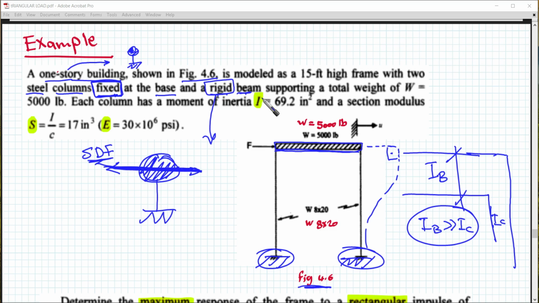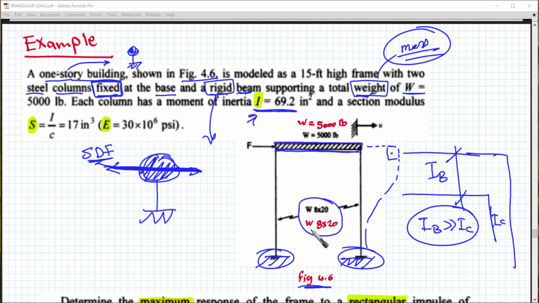Take care of this. Rigid beam supporting a total weight of means that we're talking about the mass. If we know the gravitational acceleration, then we can obtain our mass. So mass can be obtained here. 5,000 pounds. Each column has a moment of inertia. This is given for us, so we do not need to go to the I or wide flange charts to obtain the inertia. It is given for us.